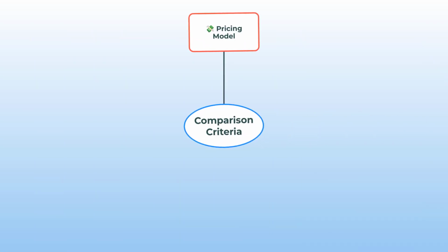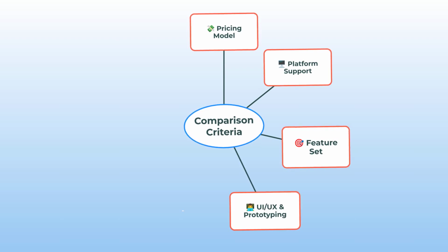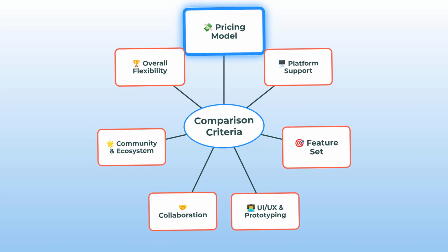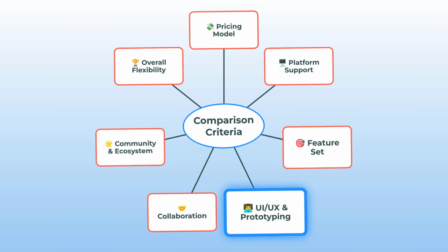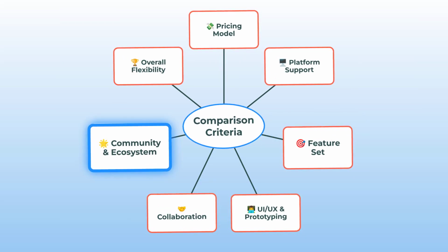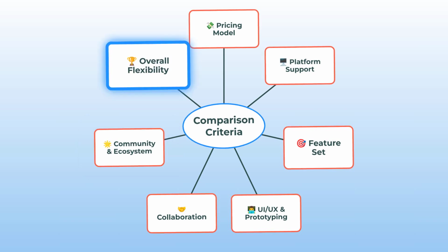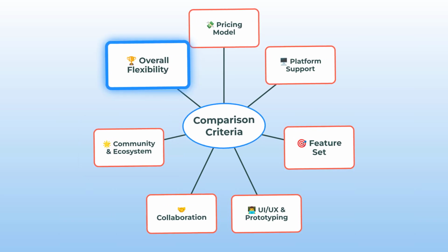So here's our game plan. We've got a mind map showing the categories we're going to dive into: pricing model, platform support, feature set, UI/UX and prototyping, collaboration, community and ecosystem, and of course, overall flexibility. That's our roadmap. Let's get rolling.